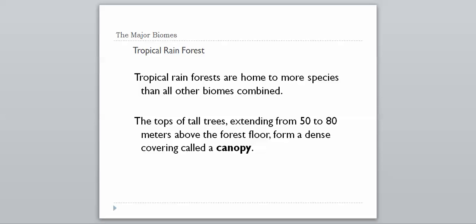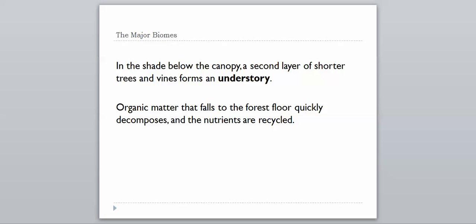So the canopy is one area of the tropical rainforest, and there is a whole set of species that live just in this canopy. And then another part of the tropical rainforest is that in the shade below the canopy there's a second layer of shorter trees and vines, and they form an understory. And in this understory there is a completely different group of plants and animals that lives there. And so that's one reason why there's so much life in the tropical rainforest.